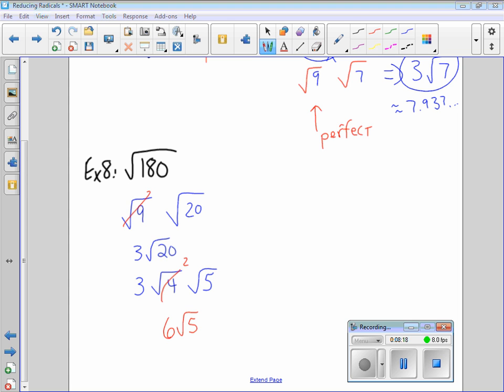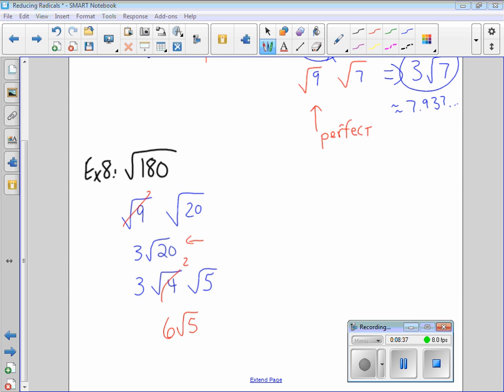Now, when I got to this step here, I looked at the 20, made sure that there were no more perfect squares underneath the radical. Just like when I'm dealing with fractions, I make sure there are no factors still remaining. Even though I reduced once, I could still possibly reduce over and over again. And in fact, 20 does have a perfect square. It's the number 4. So I write 3 numbers.